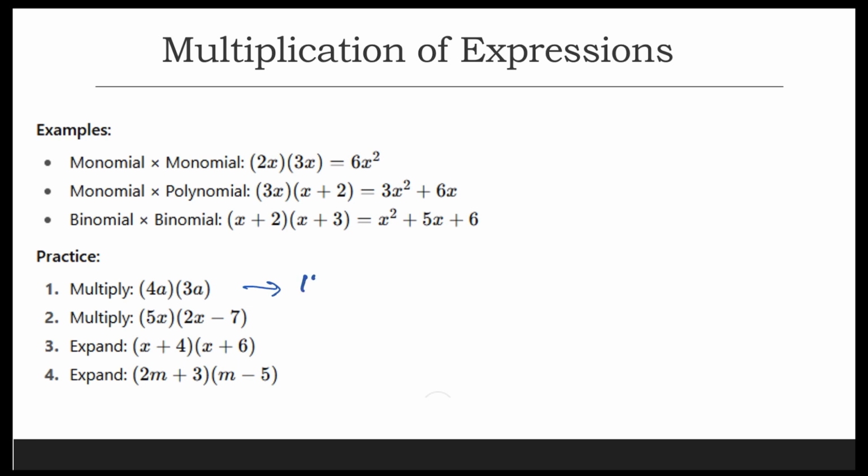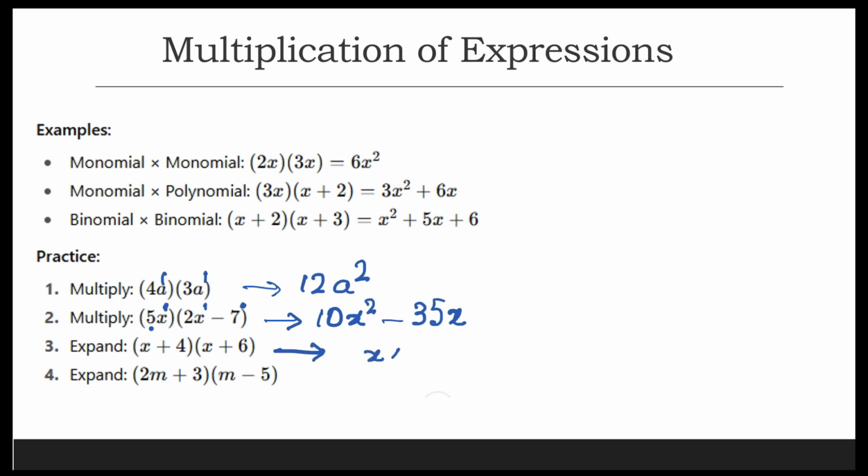So 4 into 3 is 12. A to the power 1, a to the power 1. 1 plus 1, 2, a to the power 2. In this one, 5 into 2 is 10, x to the power 1, x to the power 1. So x to the power 2 minus 7 into 5, 35. X is only 1, there is no x here, so 35x.